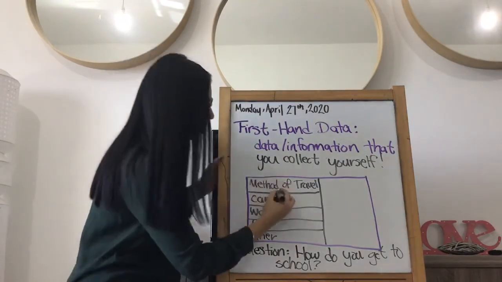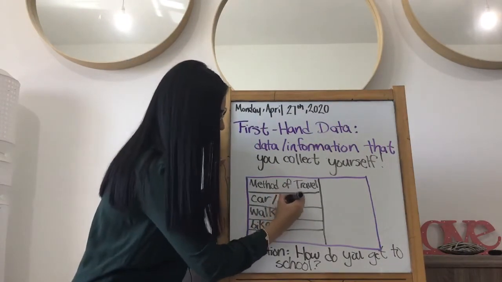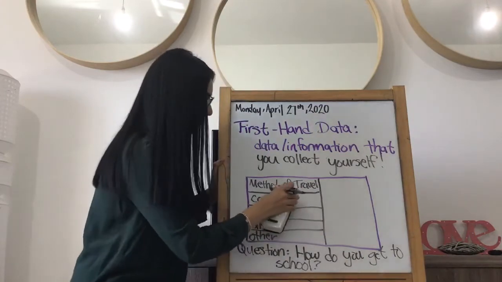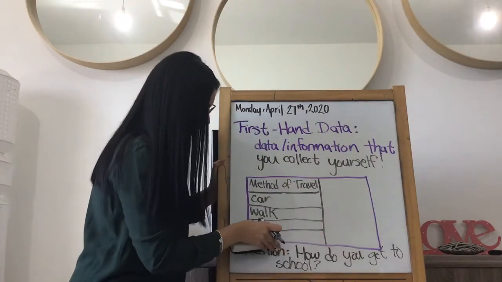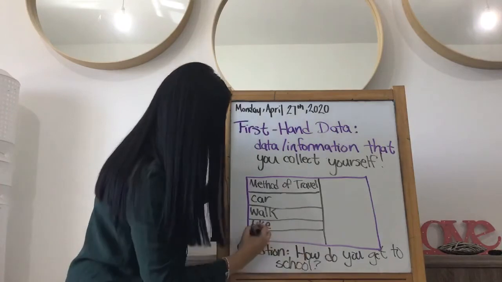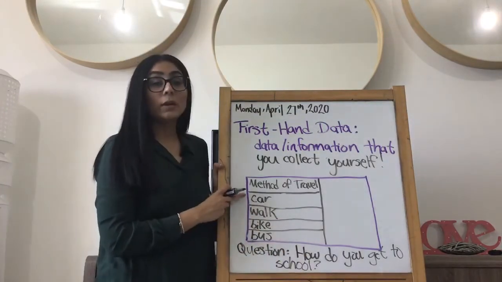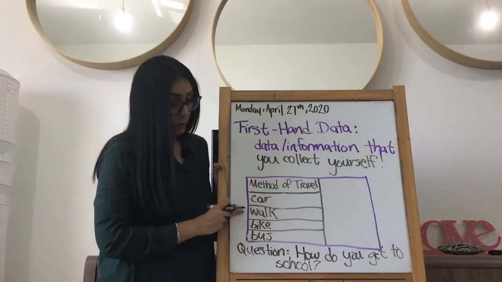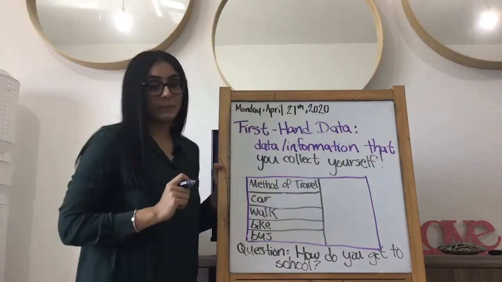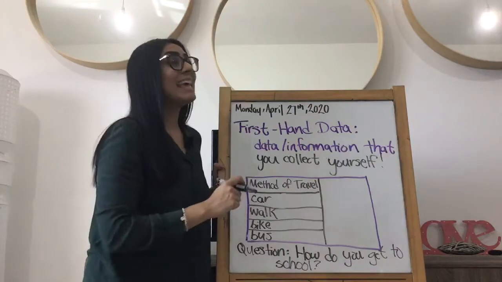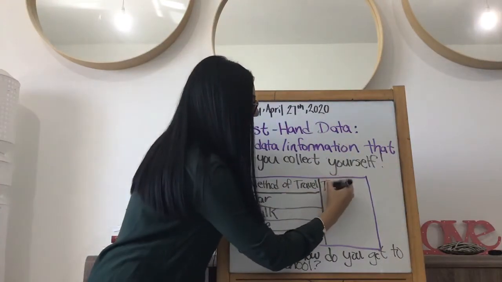And maybe I'll say car or bus. Actually, let's do those separately because I know lots of our kids come on a bus. So let's take out other for now and say bus. Okay? So you're either coming to school in a car, you're walking, you're on a bike, or you're on a bus. So you've got your question, your options, then comes the tally.